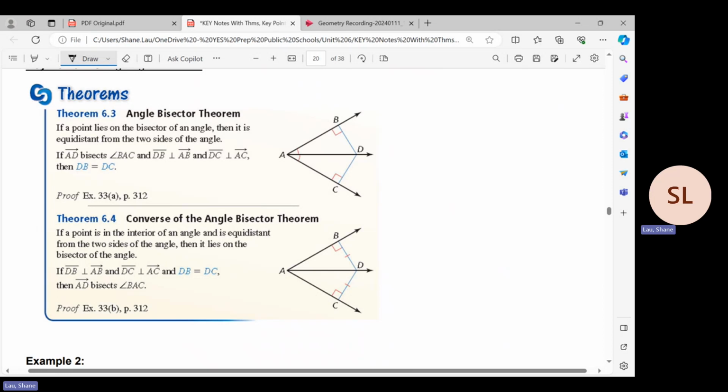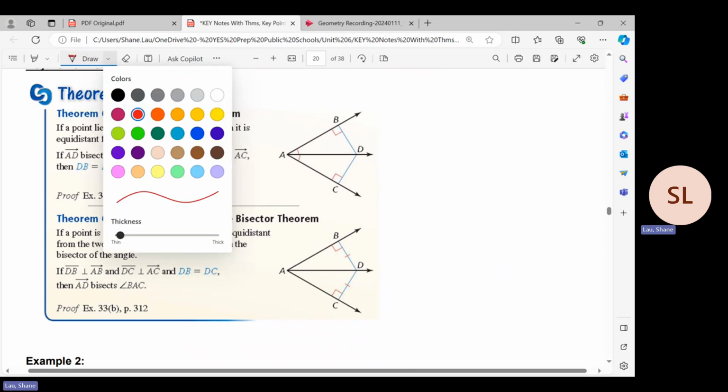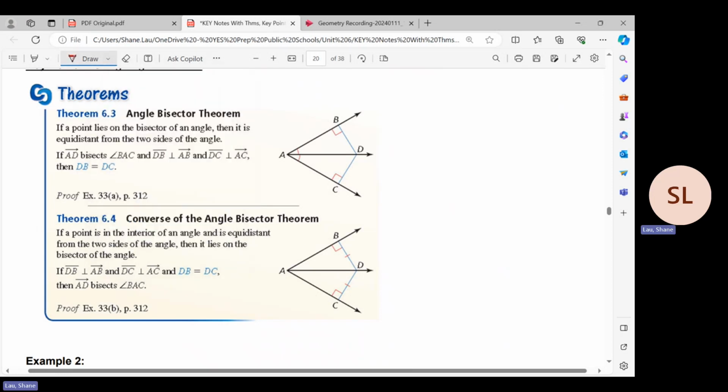What we should see here is that these theorems are very similar to the previous two theorems, in that we're going to color coordinate everything again. First, we're going to read it. If ray AD bisects angle BAC and segment DB is perpendicular to ray AB and segment DC is perpendicular to ray AC, then DB equals DC. And that is a mouthful, a lot of math jargon just spoken right there.